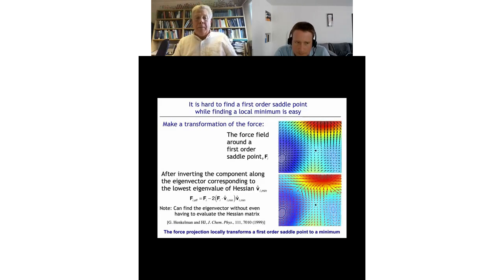So now you can basically take this effective force, F_i effective, and stick it into whatever minimization routine you like for finding local minima, and you will instead converge onto a first order saddle point. So this is the key trick. We call this minimum mode following, and we published this a long time ago, 1999. The key thing here is that you don't need to evaluate the Hessian matrix and the eigenvalue problem. You can just focus on the minimum mode.